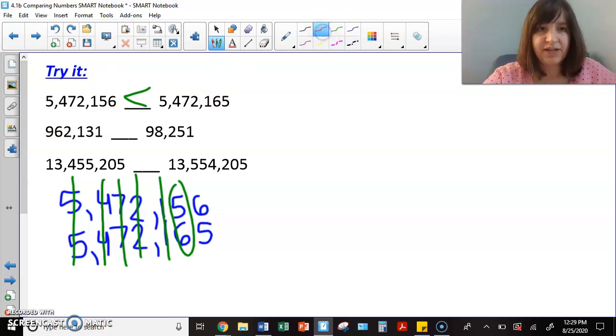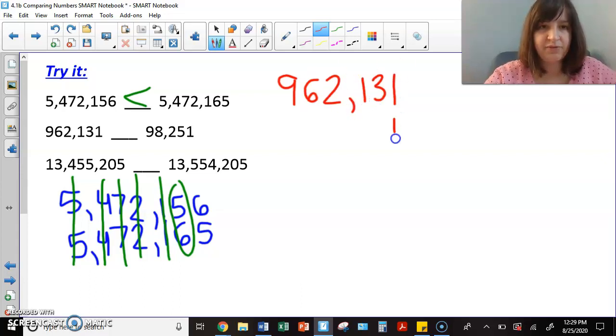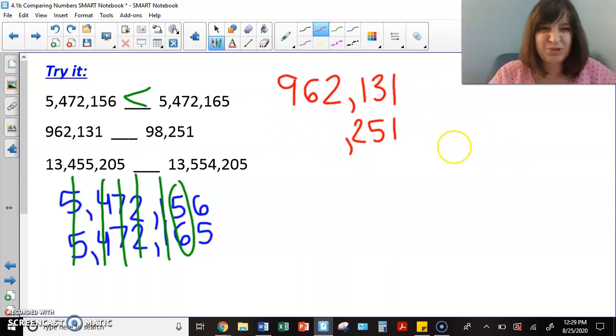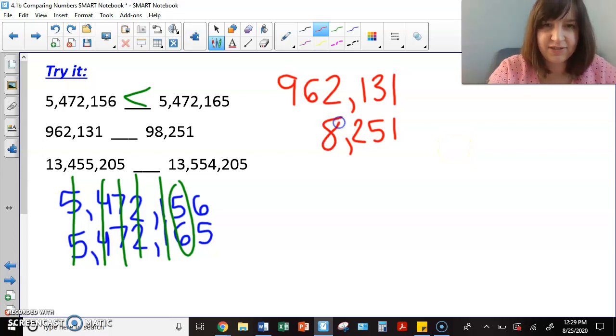Let's try my next number. Let me write it in a different color so that we don't get too confused. 962,131. And then I'm going to write my next number underneath, lining up. You really want to make sure your commas are lined up. Using that grid paper, that lined paper really helps. I'm writing on the computer screen, so mine's not quite as neat, so please forgive me for that.